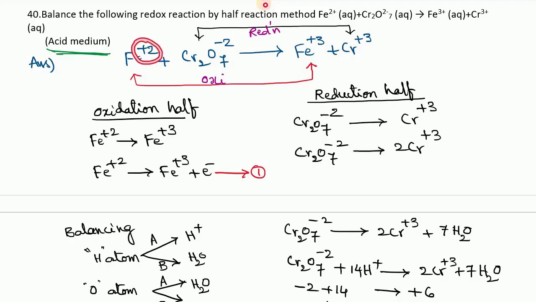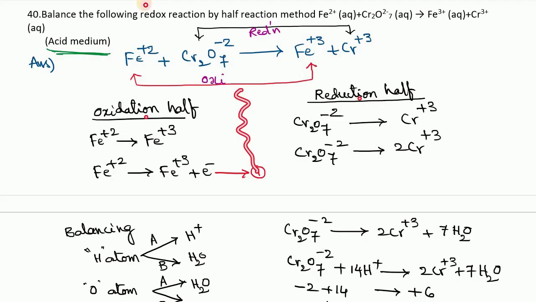Fe2+ is becoming Fe3+, that means it is undergoing oxidation. Now Cr2O7 2- is becoming Cr3+. In Cr2O7 2-, the chromium oxidation state is plus 6, and plus 6 is becoming plus 3. That means it is undergoing reduction. So make the equation into two parts: one is the oxidation half equation, another one is the reduction half equation.